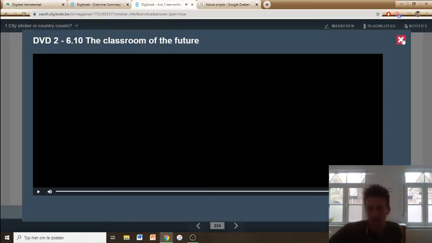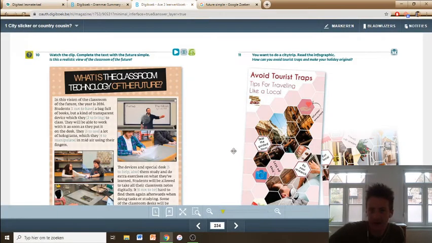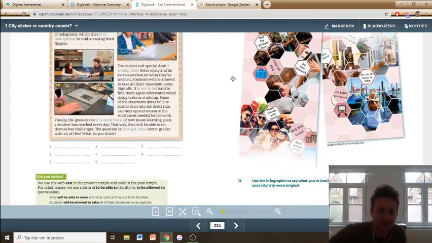So maybe these were the classrooms that you one day will help us build. Perfectly possible. So you know what the exercise is here. Conjugate using the future simple.